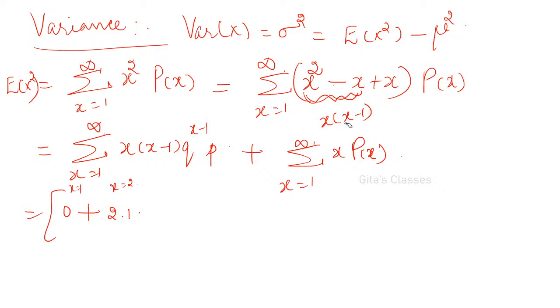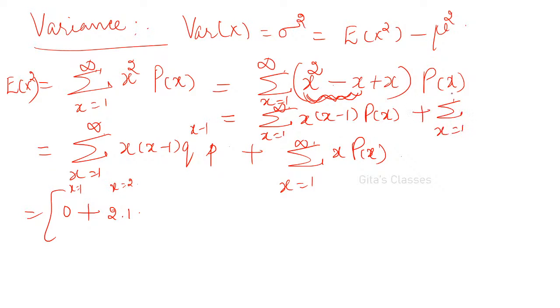This can be written as sigma x is equal to 1 to infinity. One more step I will write here so that it will be easy for you. These two I am combining, x into x minus 1 into p of x, plus sigma x varies from 1 to infinity, x into p of x. These two I am combining and this one separately. Understood? So this is sigma x into p of x, which is nothing but mu, our mean. What is mean? 1 by p. Just now we have found the mean to be 1 by p.